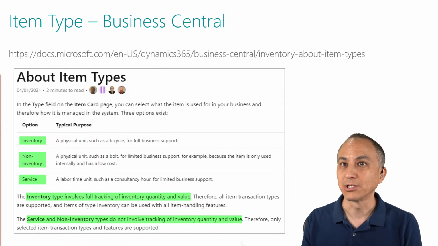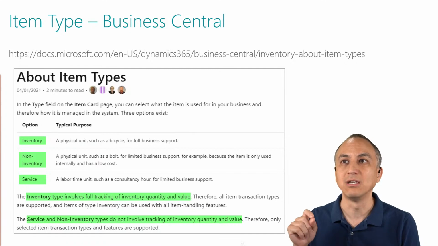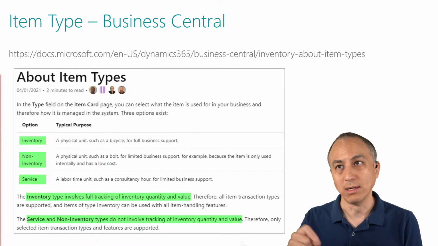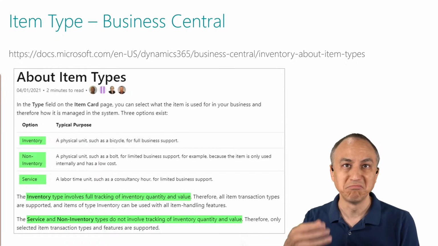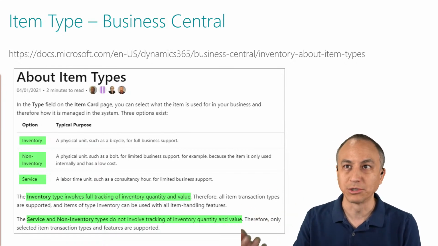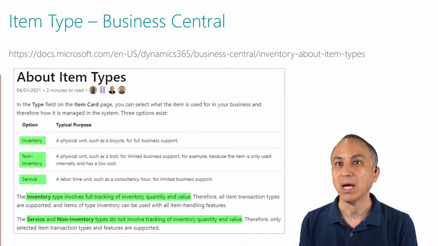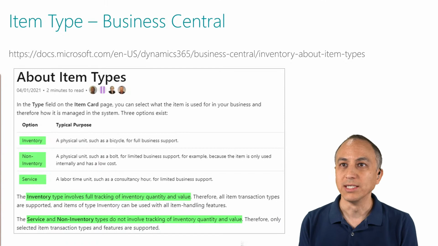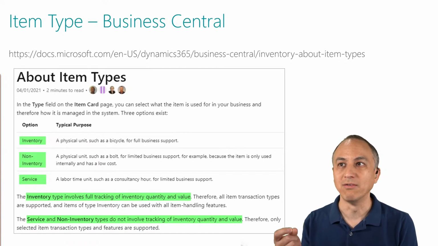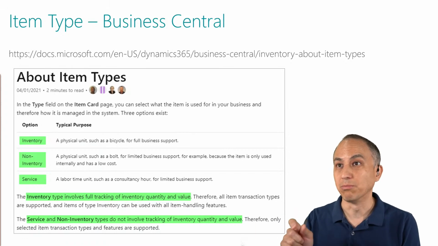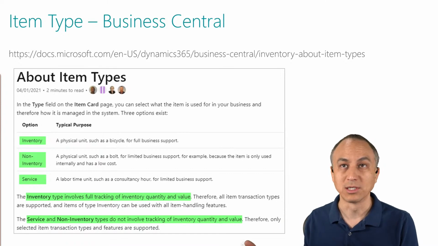Therefore, all item transaction types are supported. All items of type inventory can be used with all item handling features. And I don't yet know what all those item handling features are, but it's like a physical thing, warehouse shelves, perhaps bins, serialization, lot control, things like that. The service and non-inventory types do not involve tracking of inventory quantity and value. Okay, and value is a pretty important word there. Therefore, only selected item transaction types and features are supported.